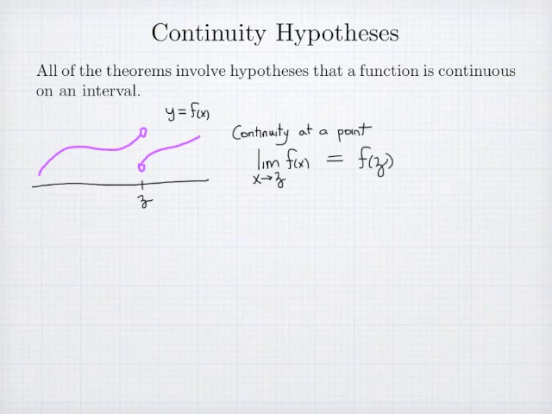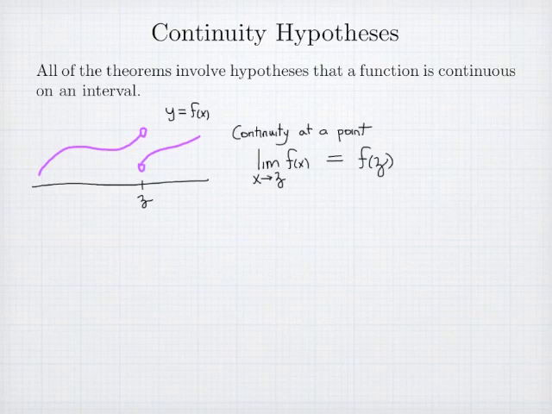In my example, my function does not exist, and so my function is not continuous at z. If I were to add a point, now my function's defined, but my limit's not defined. If I look at the limit on the left and the limit on the right, they go to different values. On the left, I go to this point. On the right, I go to the lower point. And so again, this time my limit doesn't exist. My function is not continuous.